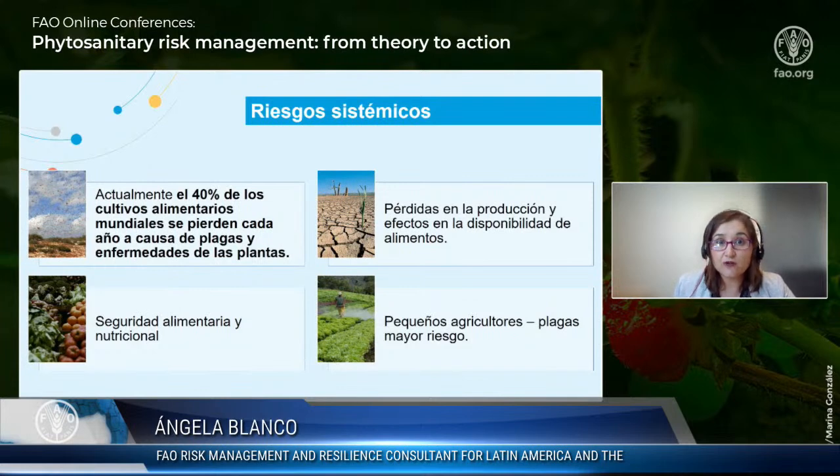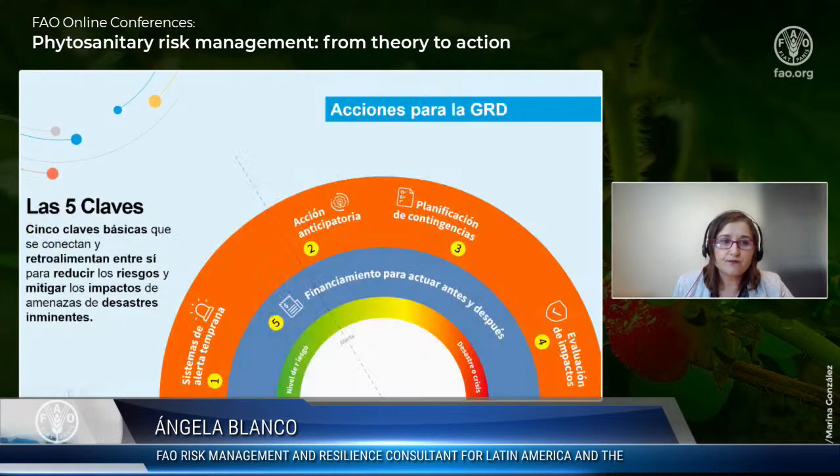Now, this is a context in which we have seen growing demand for food. We have seen a growing food insecurity, economic pressures, climate change, and so the impact of the phytosanitary risks may actually be devastating to our food, to our agri-food systems, particularly for these small, vulnerable farmers who are not resilient enough to quickly bounce back from these losses.